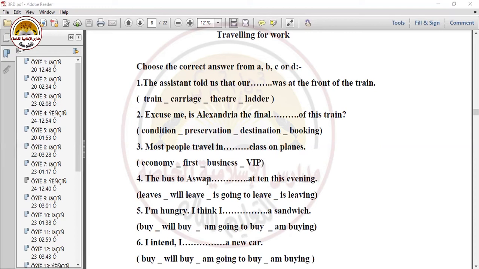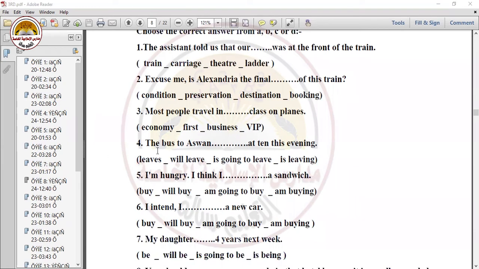Number three, most people travel in blank on planes: economy, first, business, VIP. Most people travel in economy. Yes, for less money. Okay. Number four, the bus to Aswan at 10 this evening: leave, will leave, is going to leave, is leaving. Leaves. Very good. This is future. For future events on a timetable, we use the present simple.